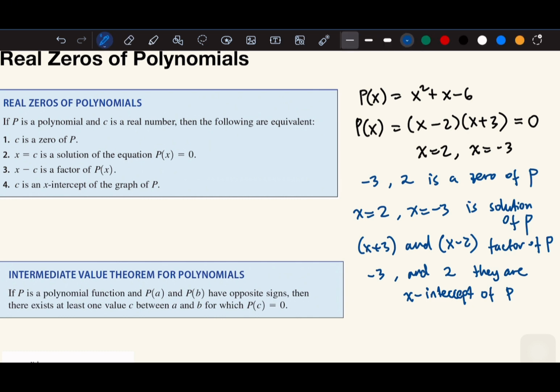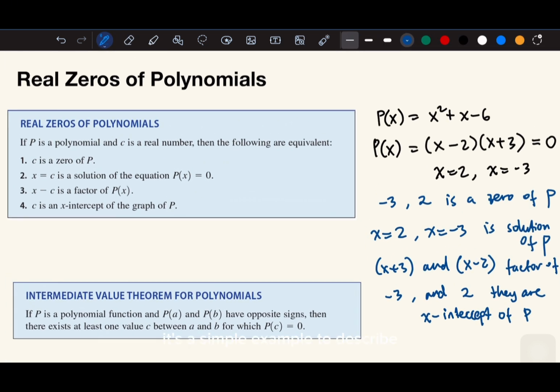Okay. Just a simple example to describe all the descriptions. I believe this is something that you have practically used many times, right? Just to make sure that we know the terms, because we are going to see a lot of terms, factor, zero, later on. Basically, what I want to say is they are basically the same thing.